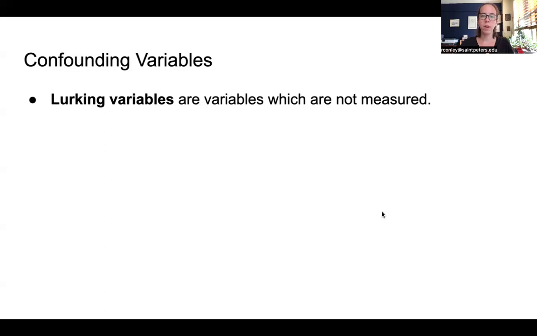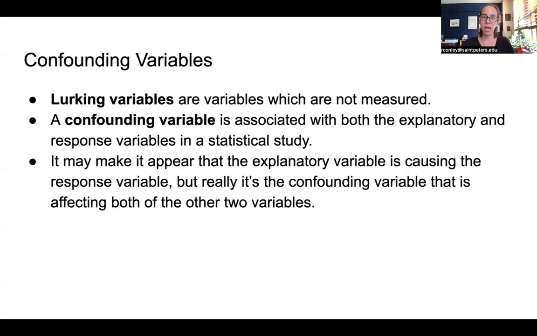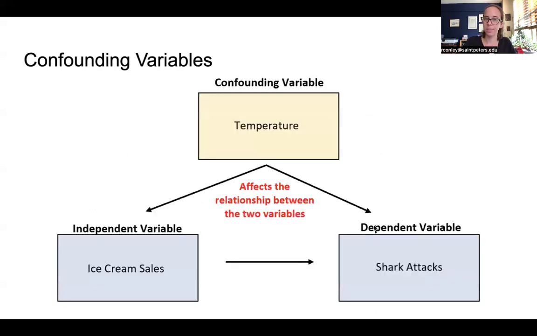Lurking variables are variables which are not being measured. A confounding variable is a variable that's associated with both the explanatory and the response variable in a statistical study. And that confounding variable is making it look as if the explanatory variable is causing a change in the response variable, but really it's the confounding variable that's affecting both of the other two variables. This is a little confusing, but it's very important. So we're going to look at an example and then practice this more in class.